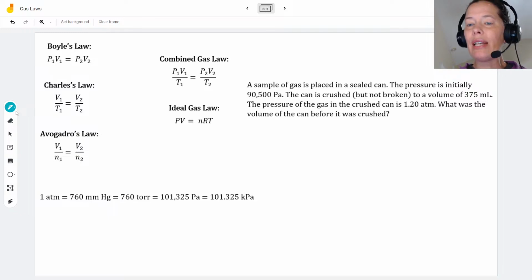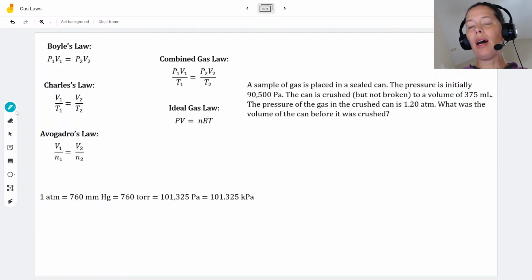A sample of gas is placed in a sealed can. The pressure is initially 90,500 Pascal. The can is crushed but not broken. That is important. The system stays sealed. The volume is now 375 milliliters. The pressure of the gas in the crushed can is 1.2 atmospheres. What was the volume of the can before it was crushed?